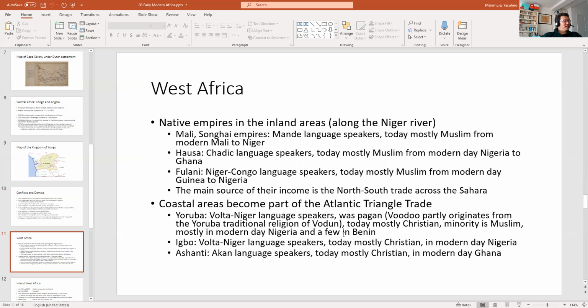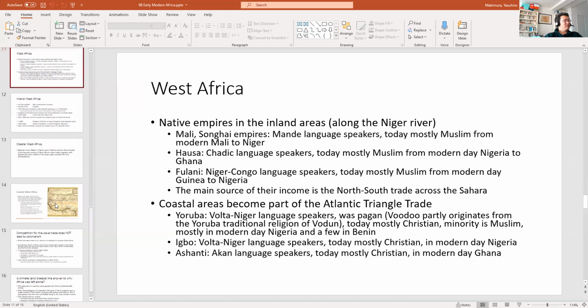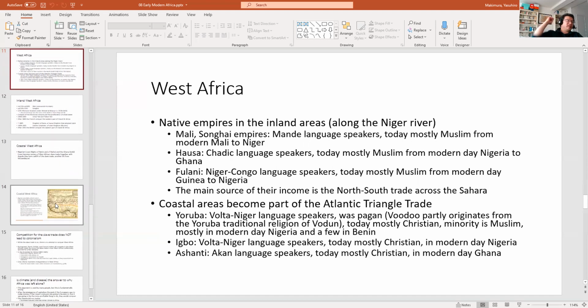So we're almost at the end here. Now we're going to talk about West Africa. West Africa is also very important because this is the place where about half the slaves are exported out of Africa to cross the Atlantic. So if 40 to 45% came out of Angola, Congo, then roughly half, 50%, came out of West Africa.